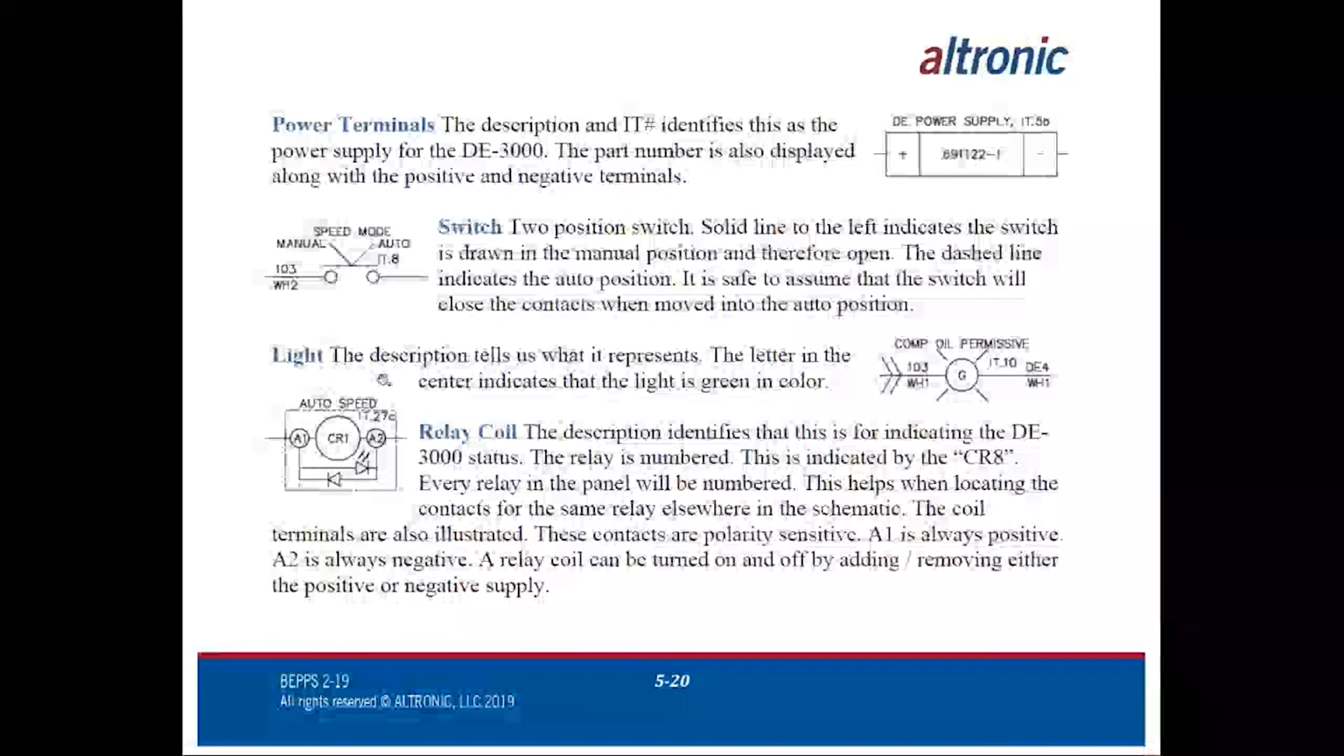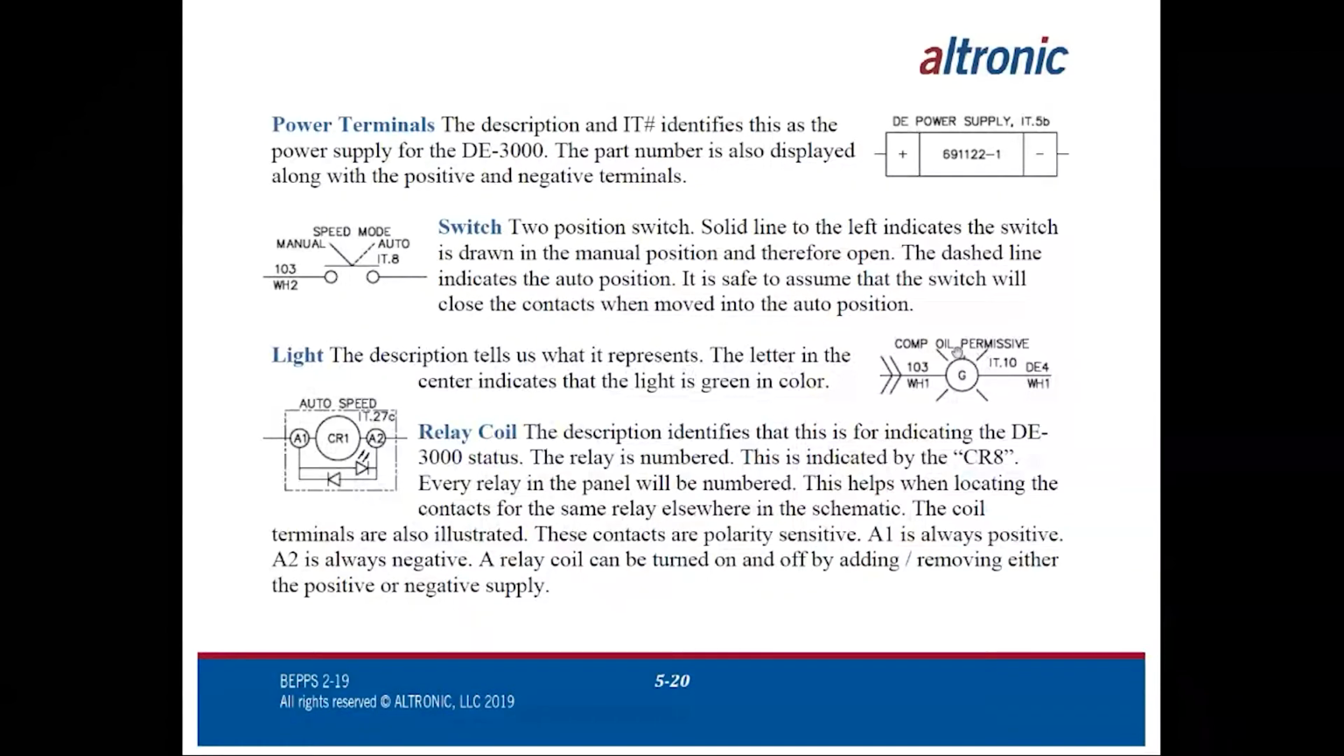Light. The description tells us what it represents. In this one, a compressor oil pressure permissive, or a compressor oil permissive, sorry. It is a pressure because it's green. I just happen to know that. The letter in the center indicates the light color. See, I said that too quick.